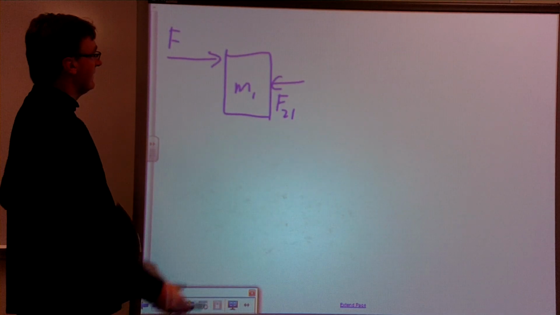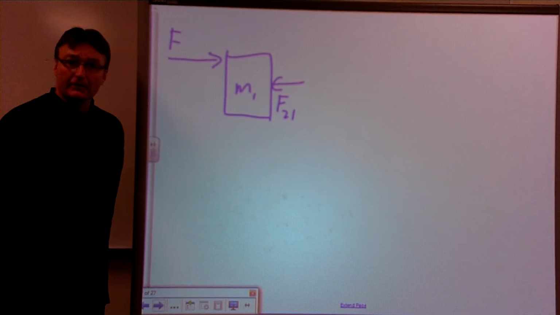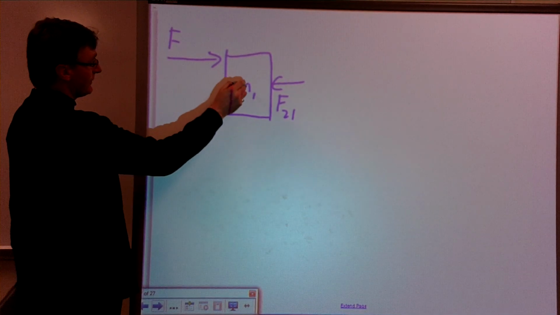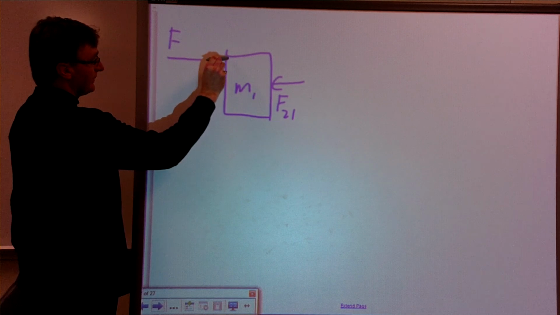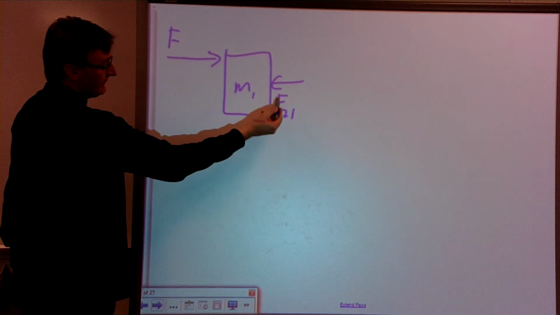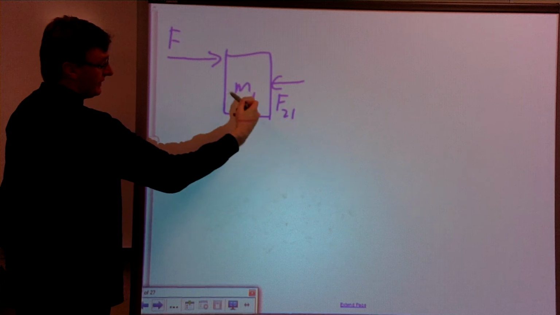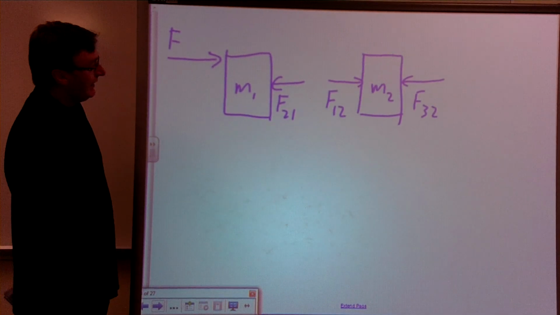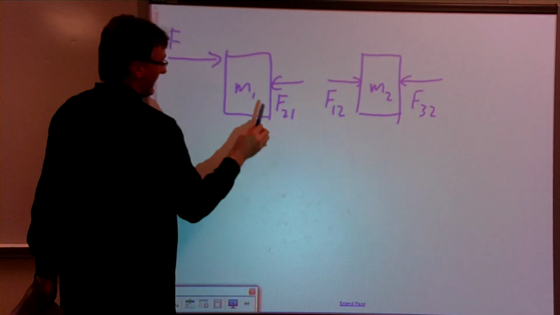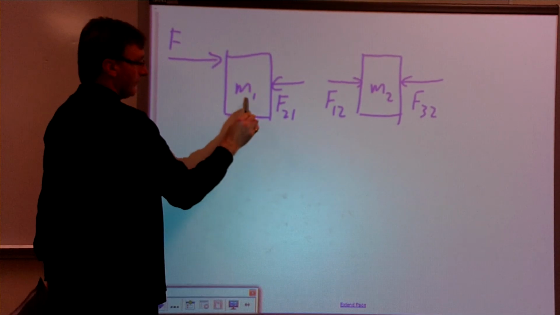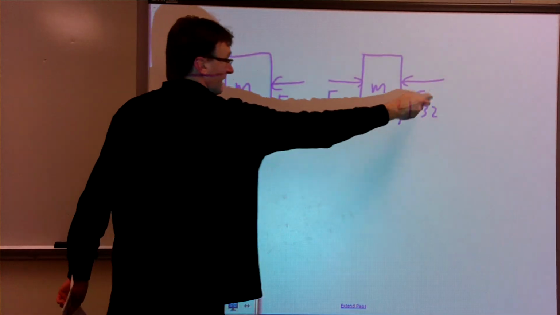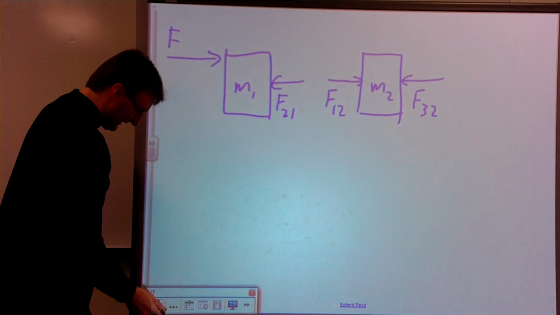So we're going to start with our free body diagrams, and we'll do one for each one. The first mass has the applied force on it, but it also has the force of the second mass onto the first mass, in this direction. For the second mass, it has the force of the first mass on it in that direction, but it also has a force in that direction from the third mass on it.